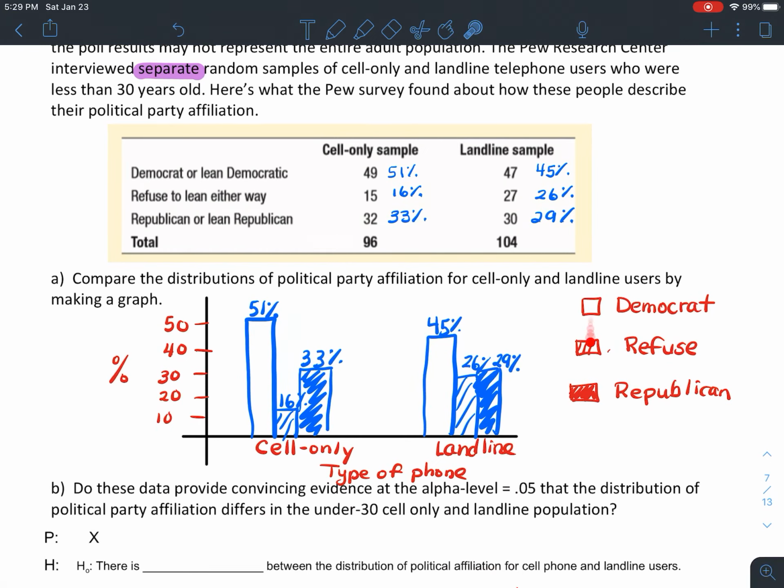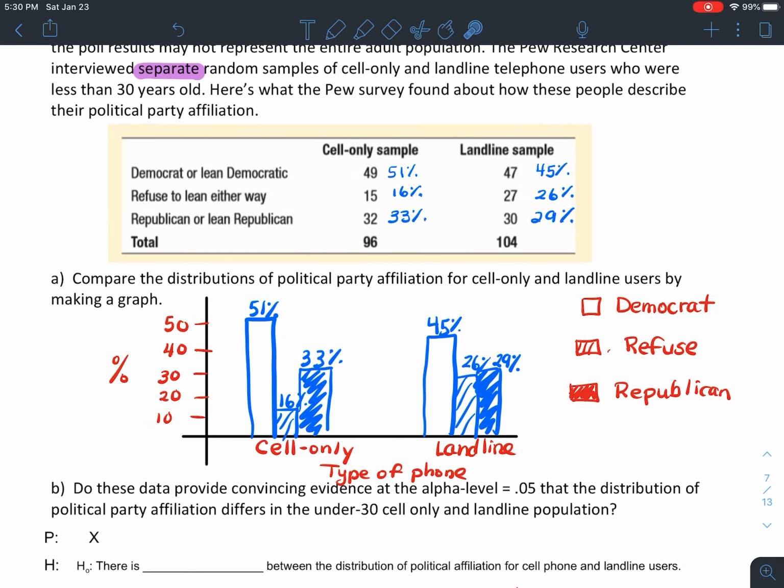Typically, you have to make some type of legend off to the side. I made each bar represent Democrat, refusing to lean either way, or Republican. Assigned some shading to each of those. Always labeling your axes here, and then I use these percentages to determine the height of each of the bars.